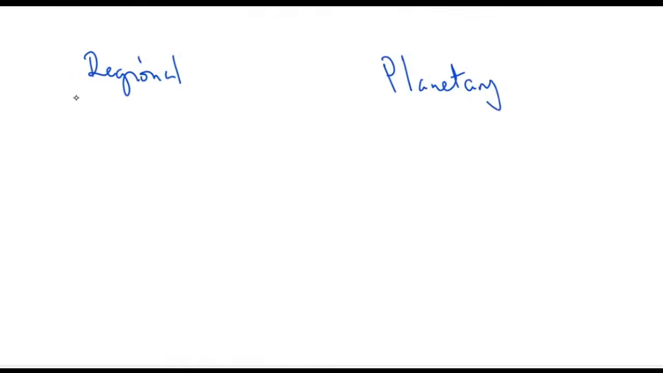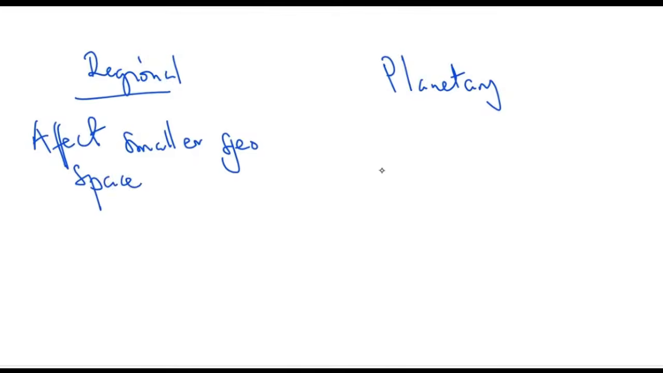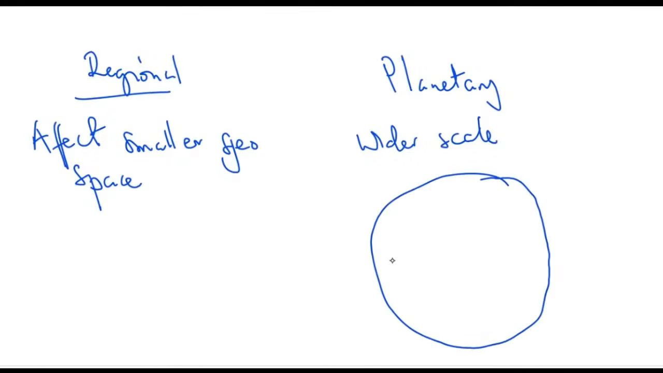Right, well, co-regional winds, we are saying they affect a relatively smaller geographical space, or they are winds which are known to affect a given smaller space. And planetary winds are winds which are experienced on a wider scale. Our planetary winds, we find them according to the distribution of our pressure belts.